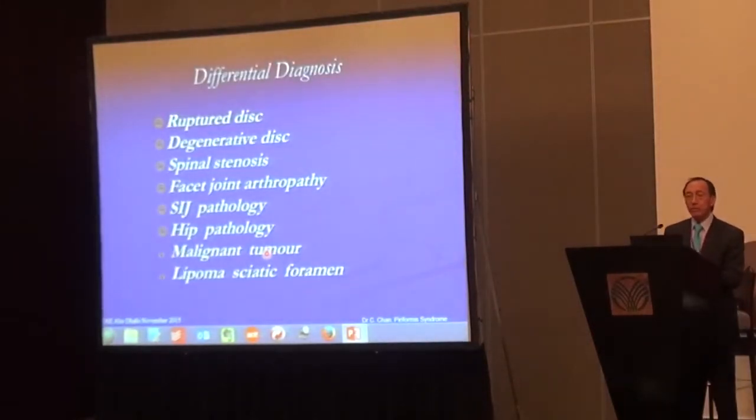These are the things you have to think of when you are presented with that sort of picture, and as a doctor, it is entirely reasonable that you systematically exclude these. Ruptured disc, degenerative disc, spinal stenosis, facet joint arthropathy, sacroiliac joint pathology. Hip pathology is important because so often we've treated these people with buttock pain, and the pain is actually coming from a degenerative hip. I have not struck a malignant tumour of any sort, but I'm told they do exist, and occasionally you can get a large lipoma at the sciatic foramen. I have not seen one.